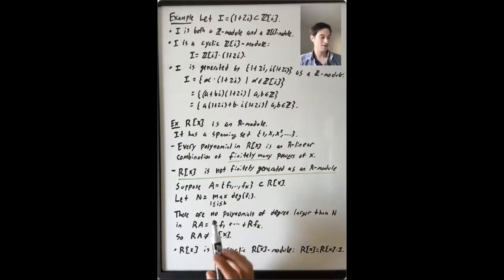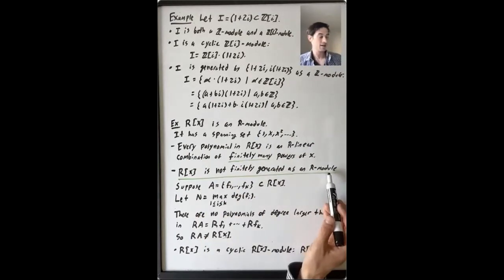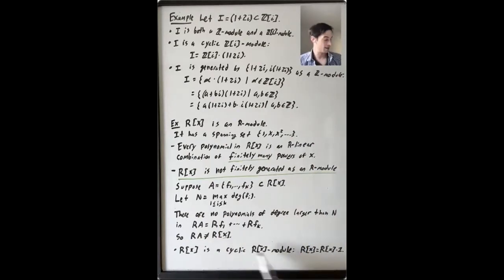Okay, but this is also a nice place to illustrate that the same set can be a module for different rings. R bracket x is cyclic as an R bracket x module. So it's not finitely generated as an R module, but it's cyclic as an R bracket x module. Why? Because R bracket x is everything of the form something in R bracket x times the one fixed polynomial 1.